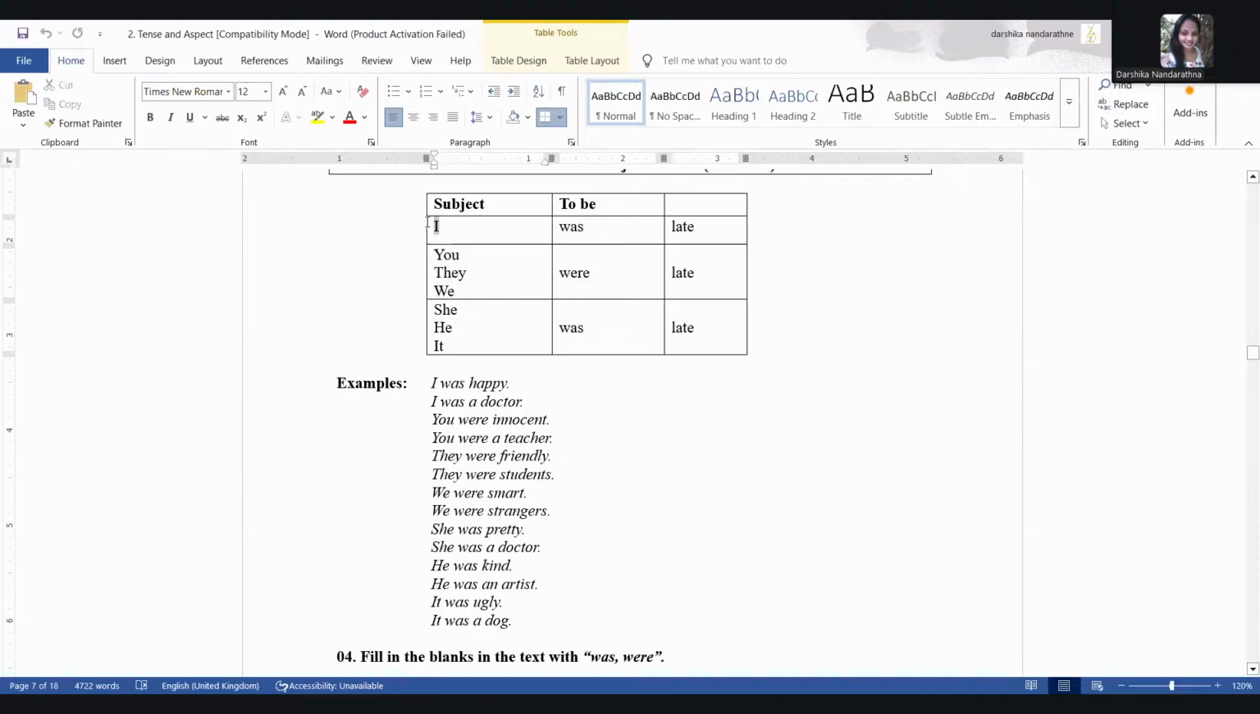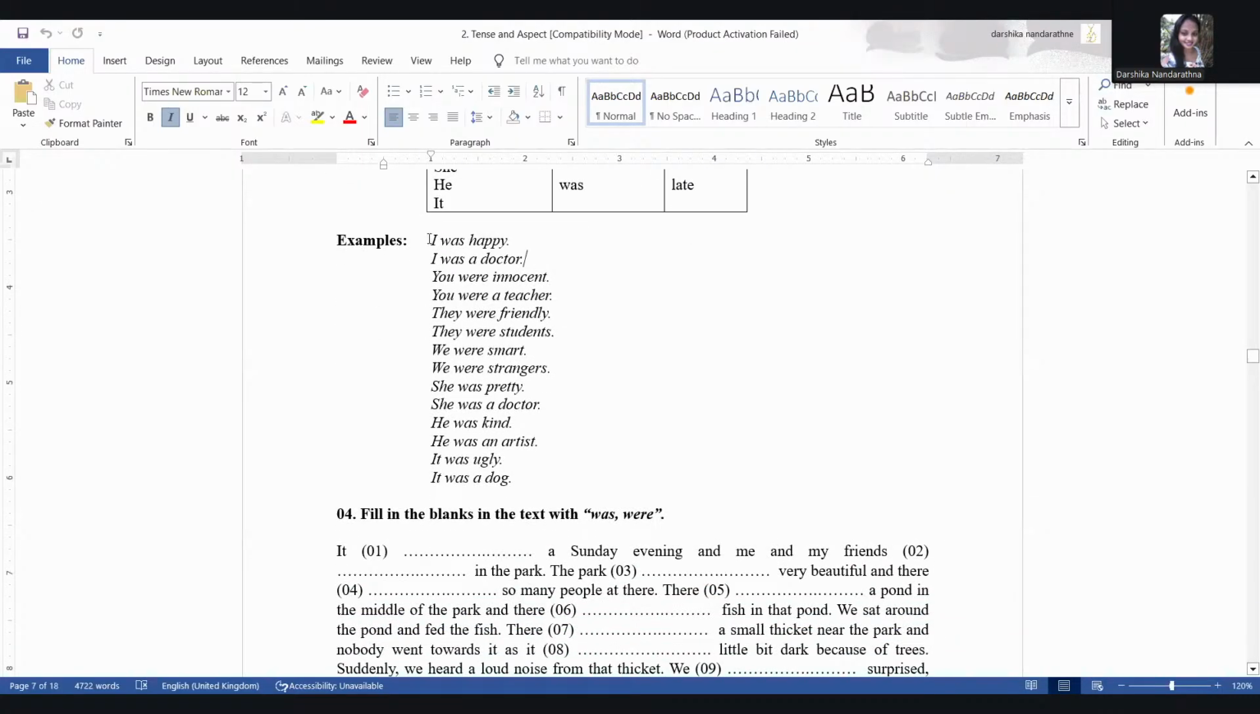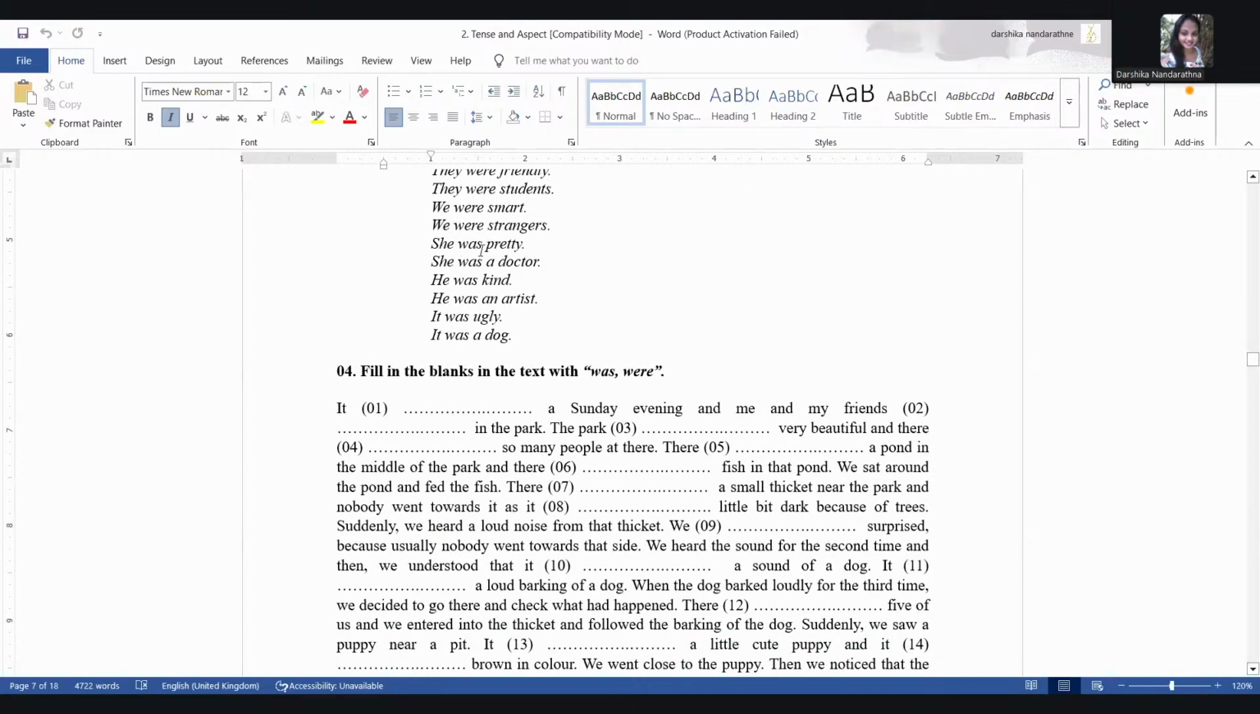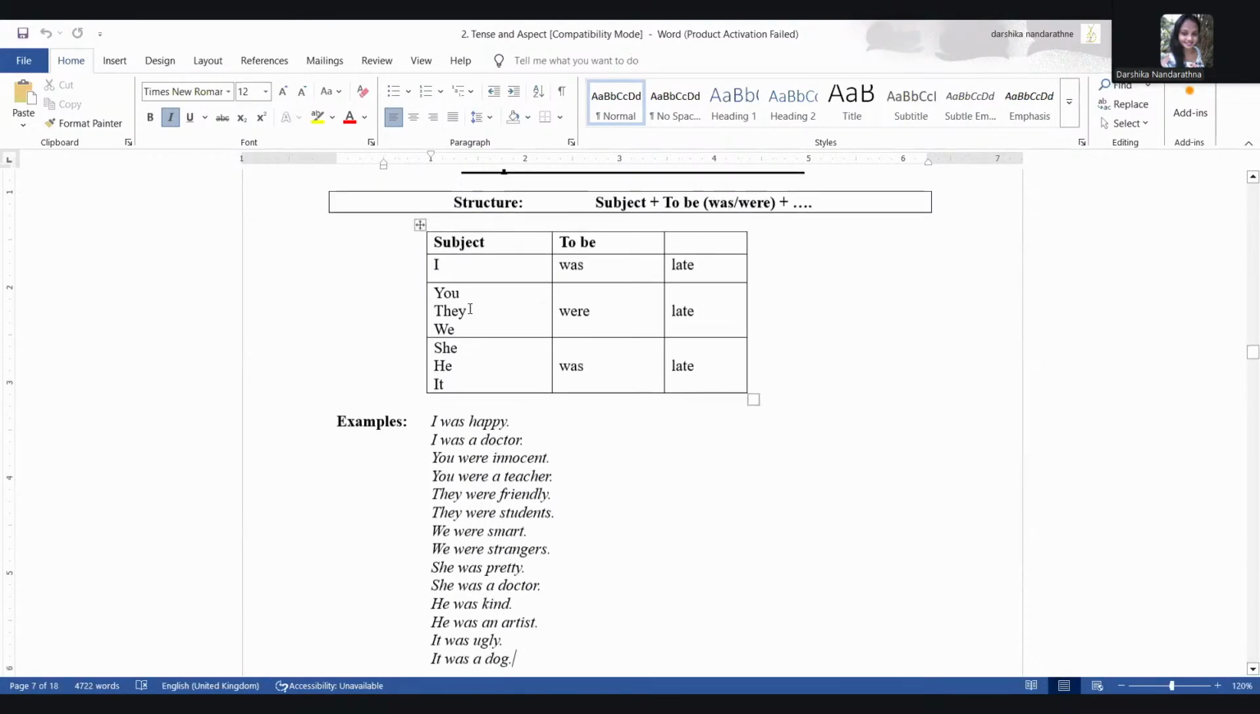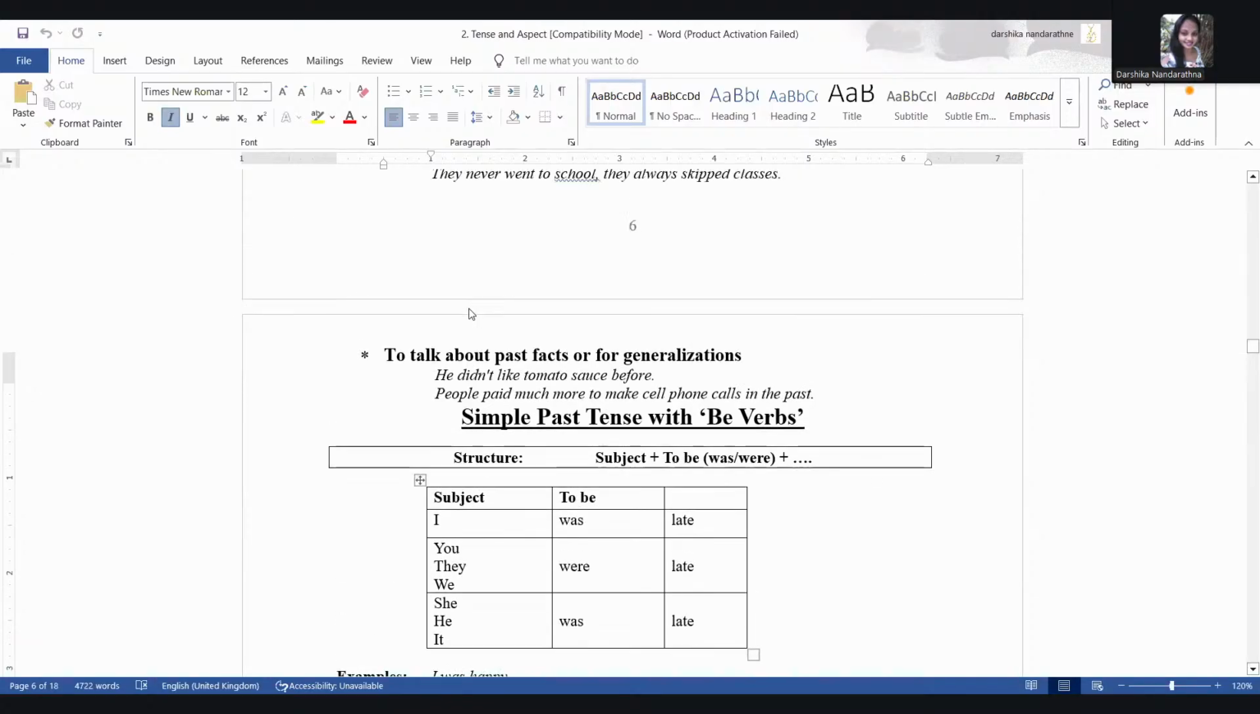But if you have I as the subject, then you should use was as the be verb. Okay? Example sentences are here. I was happy. You were a teacher. We were smart. She was pretty. He was kind. It was ugly. It was a dog. So as you can see, with singular subjects, we use was, and with plural subjects, we use were as the be verb. Okay. So that's all about simple past tense with be verbs.